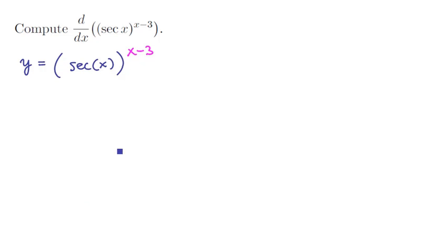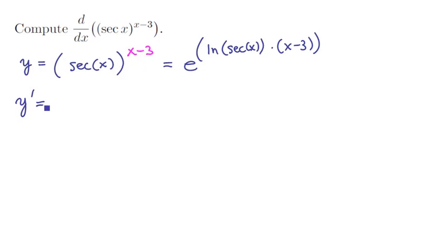Now notice that since there's variables in the power, we can write this as a natural exponential, e to the ln of the base, secant of x, times the power, x minus 3. And so really this function is just a composition with the natural exponential. Its derivative is the chain rule.